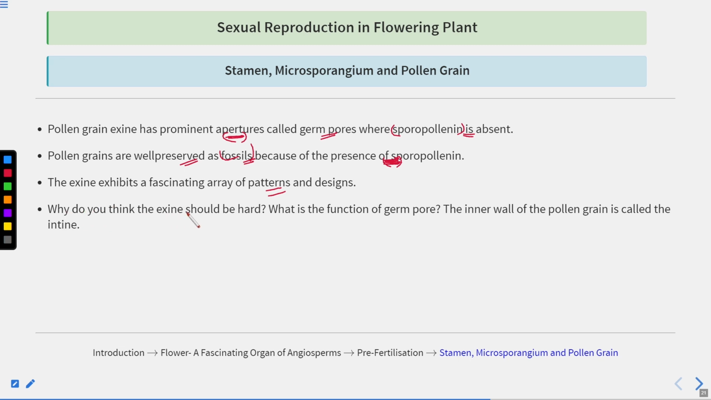Now, why do you think the exine should be hard? And what is the function of the germ pore? The inner wall of the pollen grain is known as the intine. So the outer wall is known as the exine, the inner wall is known as the intine, and you have to find out the answer. Why is the exine so hard? First of all, it is made up of sporopollenin, and it should be hard because pollens have to travel a lot of distance to reach the stigma of another flower. If you talk about cross pollination, these pollen grains have to travel a lot, and they can be degraded before getting transferred to the stigma of the other flower. That's why they are covered with sporopollenin, because they have to face very harsh conditions. Clear?